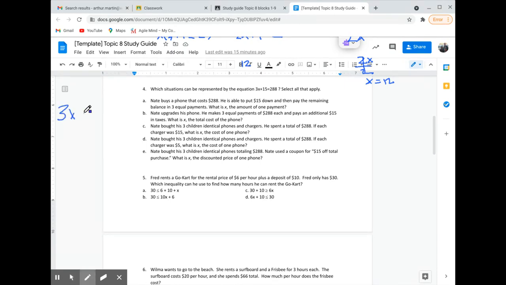We got 3x plus 15 equals 288. And if we're going to solve this, the first thing that we got to do is get 3x by itself, right? So to get it by itself, what do I need to do with this 15 here so that 3x is alone? You need to divide it. I can't divide it just yet because this says plus 15. So how do I make this 15 become 0?